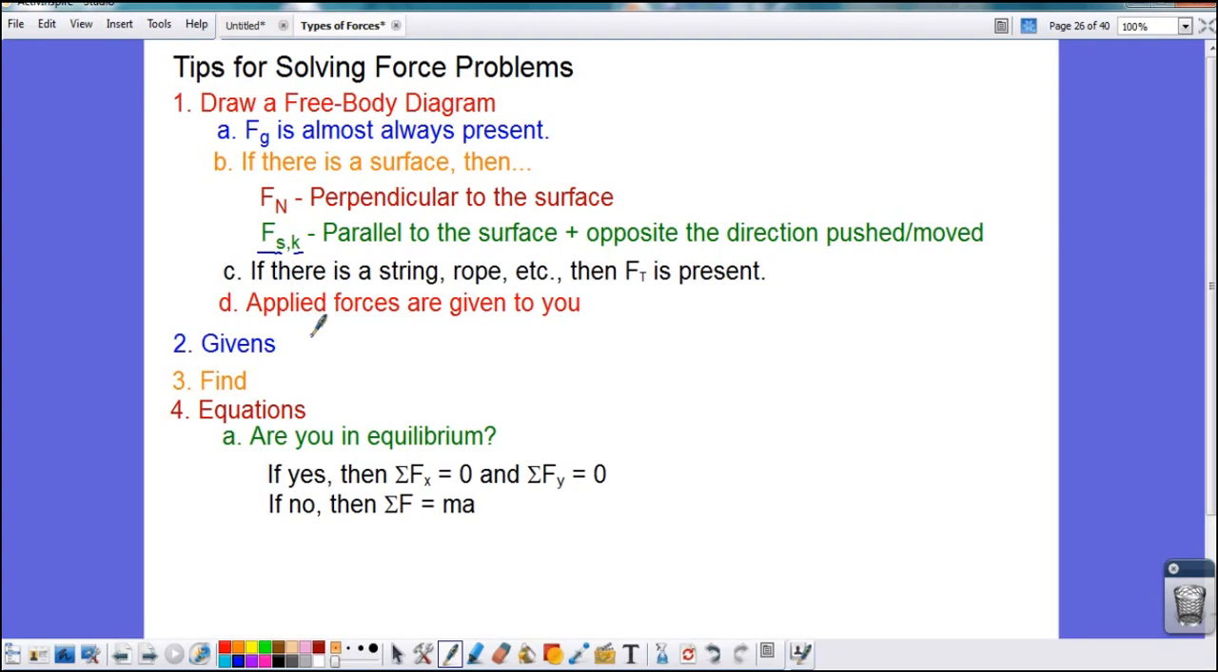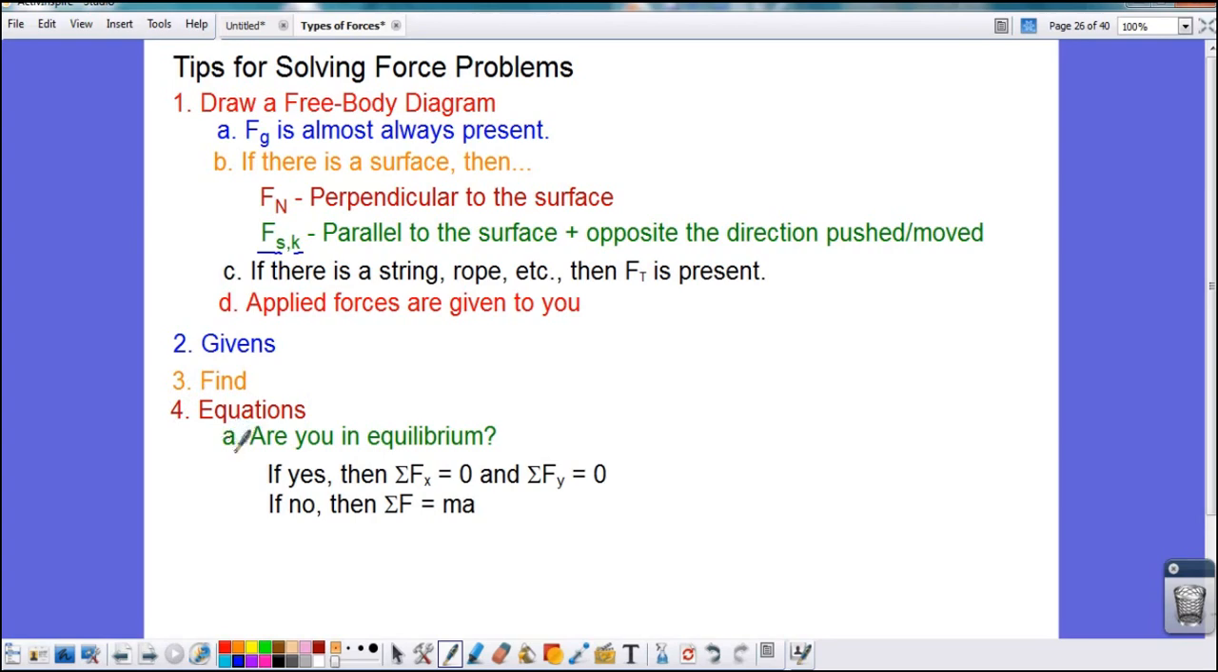If there's a string, rope, etc., then you've got a tension force, and the applied forces are given to you. So step 1 is to draw a diagram. Step 2, write down your givens. Step 3, write down what you're trying to find. Step 4, write down the equations.